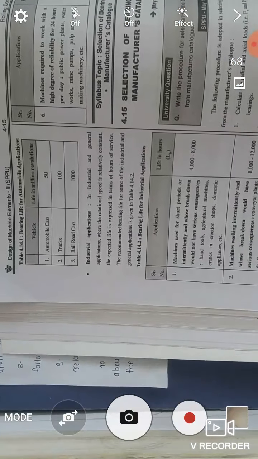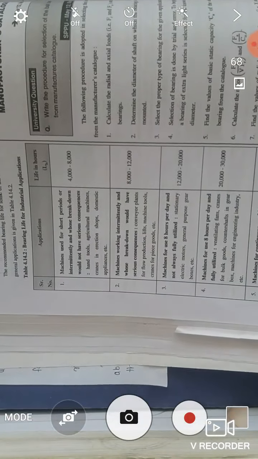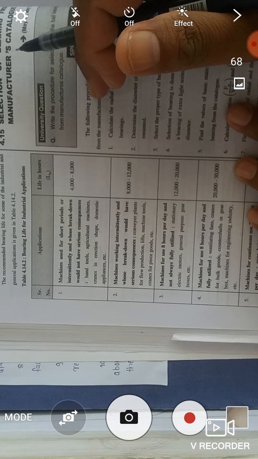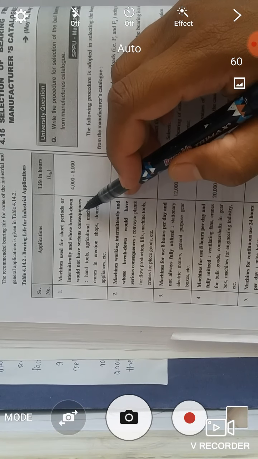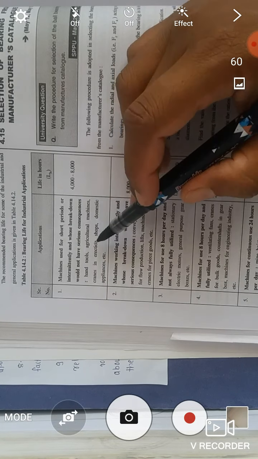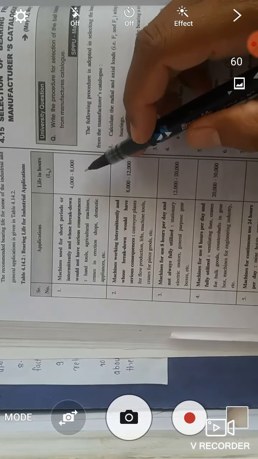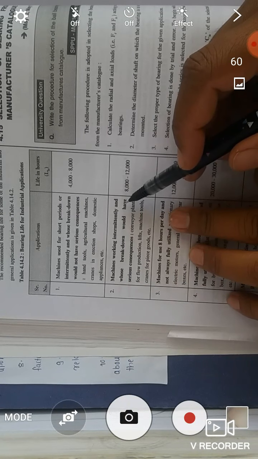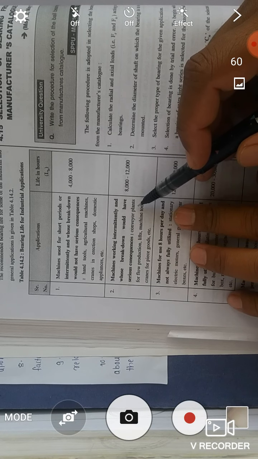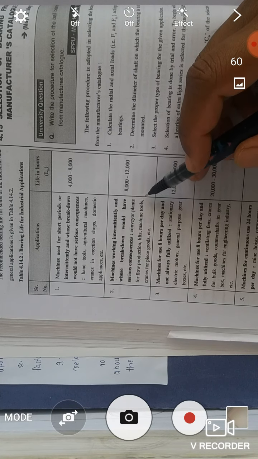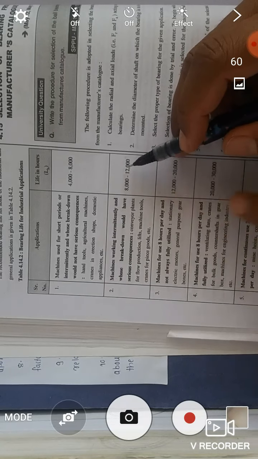And if we see the applications in terms of hours, how many hours it goes. For example, if the application is a machine used for short periods or intermittent and whose breakdown would not have serious consequences, for example hand tools, agricultural machines, cranes, erection shops, domestic appliances, then generally bearing life becomes 4000 to 8000 hours. If machine working intermittently and whose breakdown would have serious consequences, that is conveyor plants for flow production, lift machine tools, cranes for piece goods, then life in hours is 8000 to 12000.